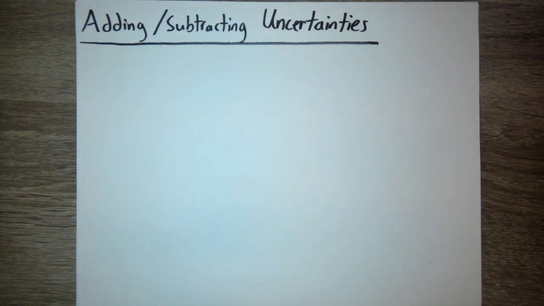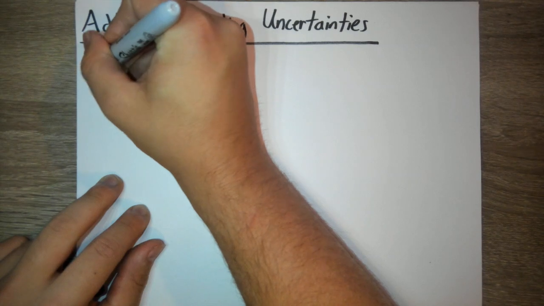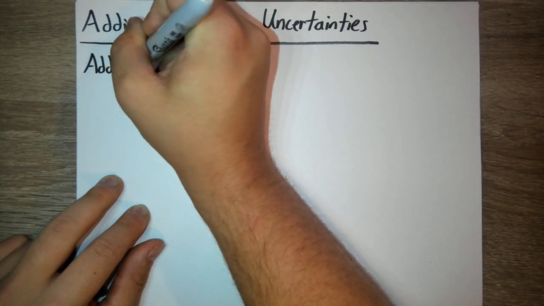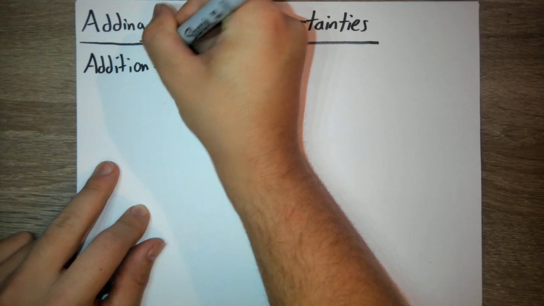In this video, I want to get into how we can add and subtract uncertainties with each other. Many times you'll have values in experiments that both have uncertainties that interact with each other, and you need to combine those uncertainties in a certain way. So I'll start with how do we add uncertainties together?